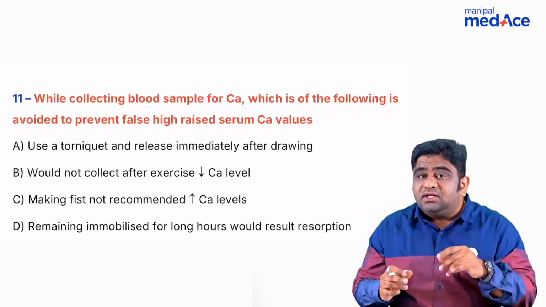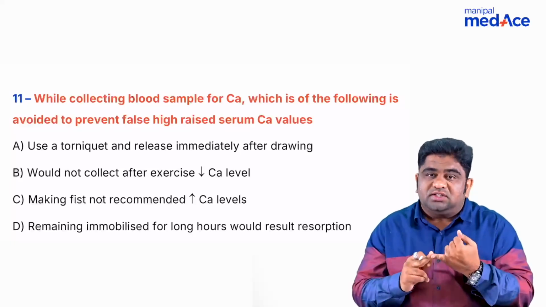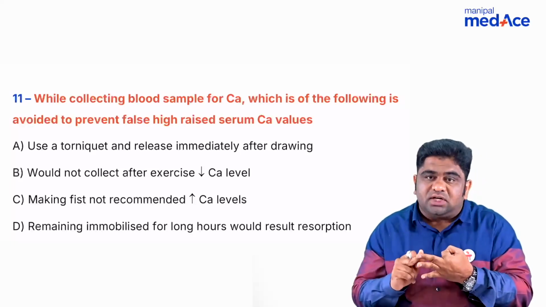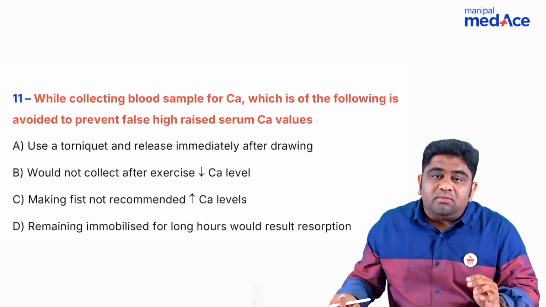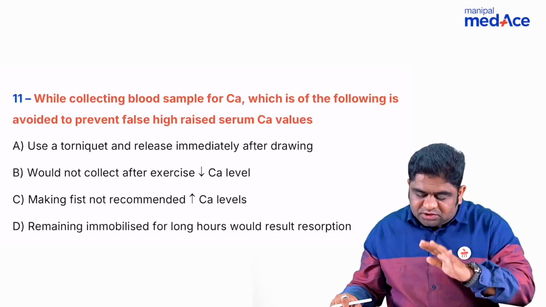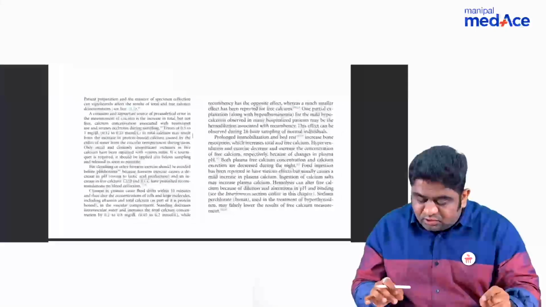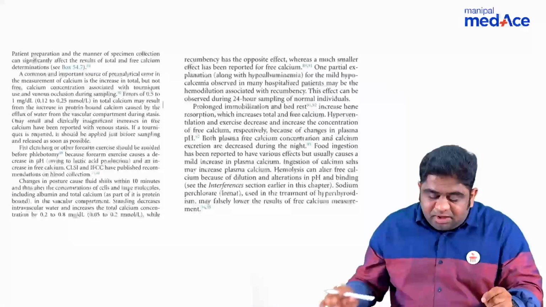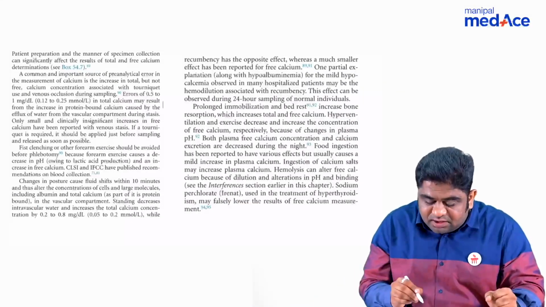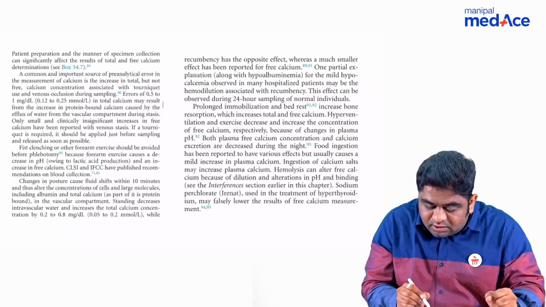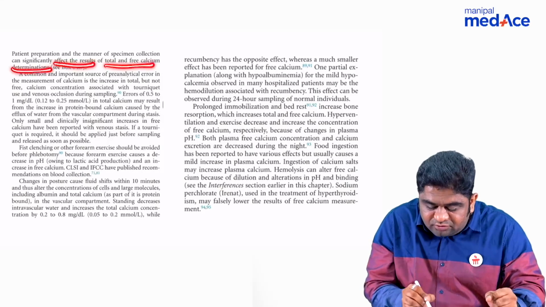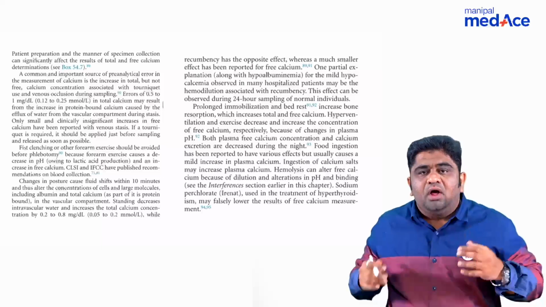But before you send the sample into the machine, how do you collect the sample? How do you preserve the sample? What do you add to the sample? How do you pre-process the sample? All of them come under the pre-analytical procedure. This question is mostly a pre-analytical question rather than an analytical question. So for that reason, let us look at this theory here. See, patient preparation and the manner of specimen collection can significantly affect the results of total and free calcium determination. Point number one. How do you collect?